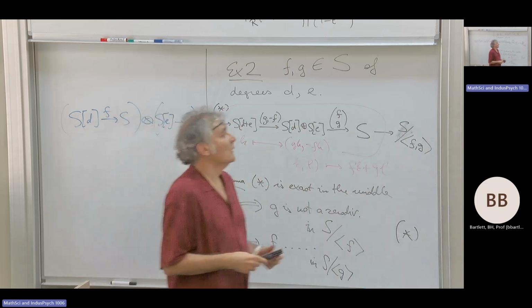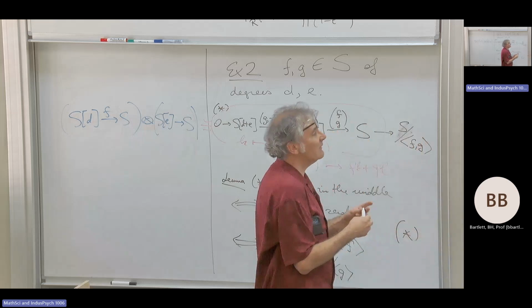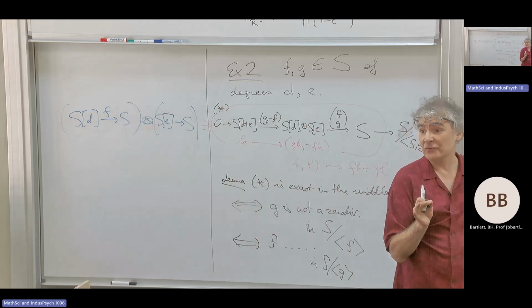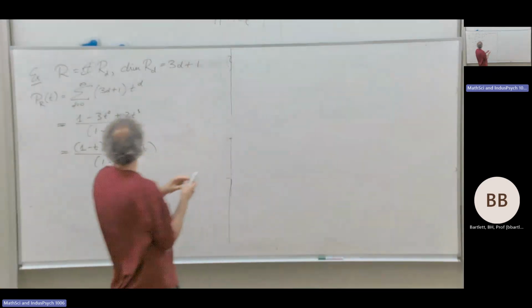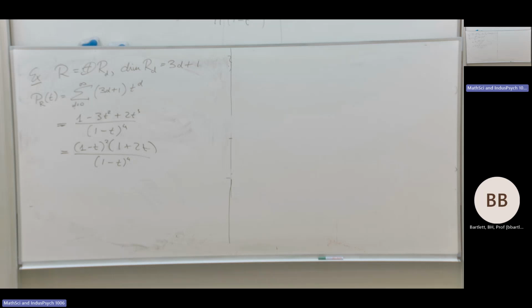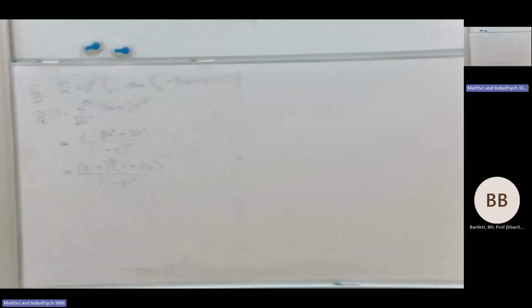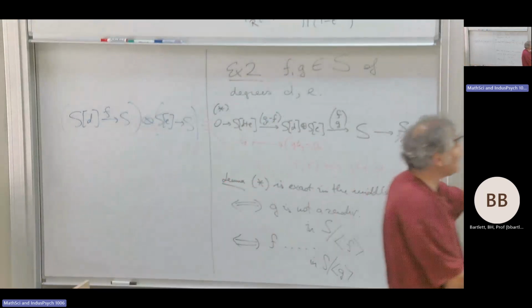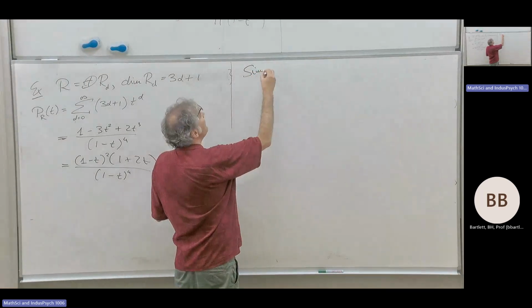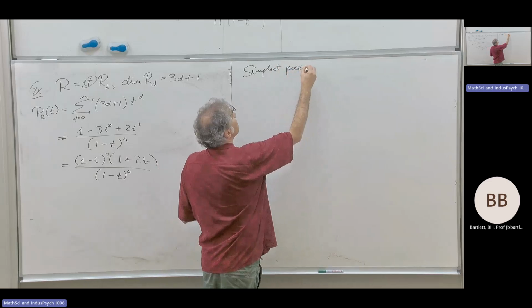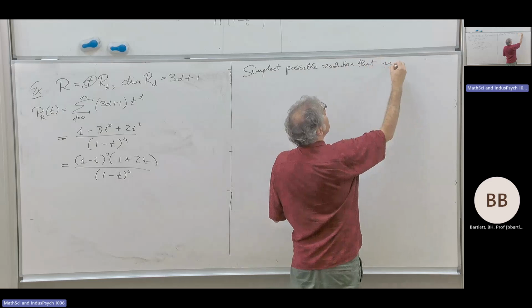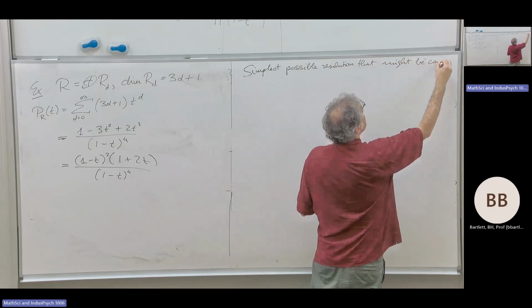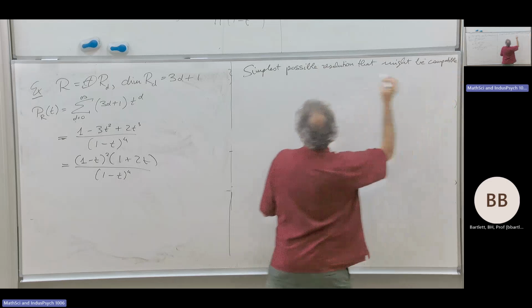So what happens here? What happens here is this is not of this complete intersection form. So what can we see here? The simplest possible way, and remember, we had that formula for the resolution and so on. The simplest possible way we could get this, the simplest possible resolution that might be compatible with this, is the following.